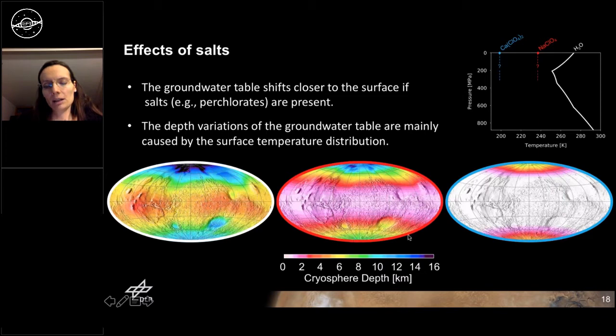And you see that the closer it goes, the higher it goes towards the surface. The groundwater table depth variations mainly depend on the surface temperature variations, and less so on the crustal thickness variations. You see some subtle effects. For example, here, if you look at the poles, in the North Pole, we have a slightly deeper cryosphere compared to the South Pole. And this is due to the fact that the crustal thickness at the North Pole is thinner and has a less insulating effect compared to the South Pole, and therefore the temperatures in the subsurface here are colder compared to the South Pole.